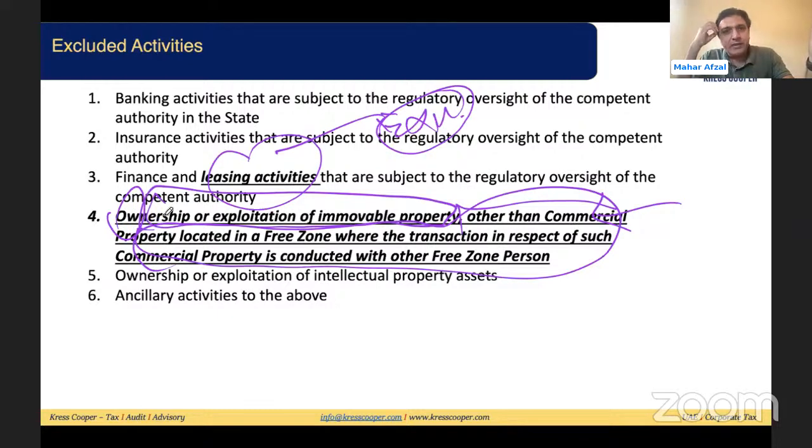Ownership and exploitation of the immovable property. Now, my question is, what is exploitation of immovable property? Law is completely silent about the exploitation of the immovable property. So, does this include broker services? Does this include development services? Does this include contracting services? Does this include subcontracting services, leasing services?